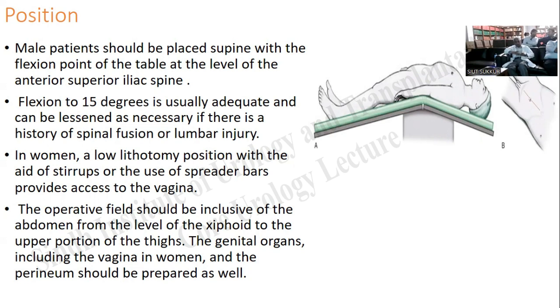In women, low lithotomy position with the aid of stirrups or the use of aspirator bars provides access to the vagina. The operative field should include the abdomen from the level of the xiphoid to the upper portion of the thighs, and the genital organs including the vagina in women, and the perineum should be prepared as well.